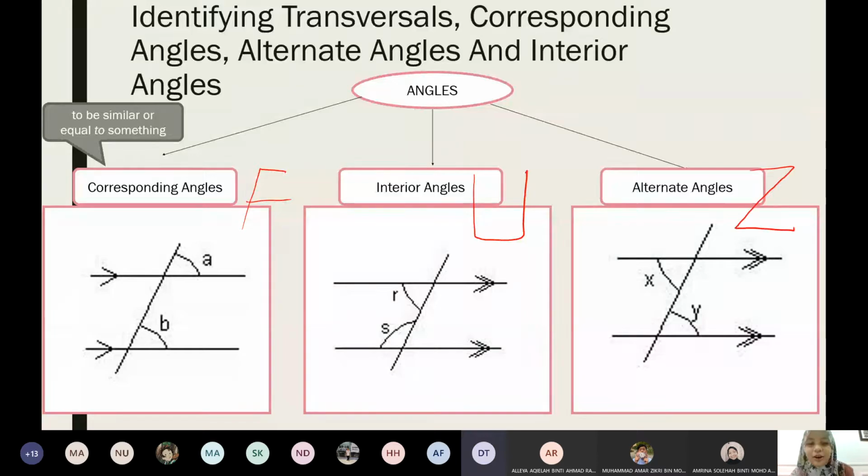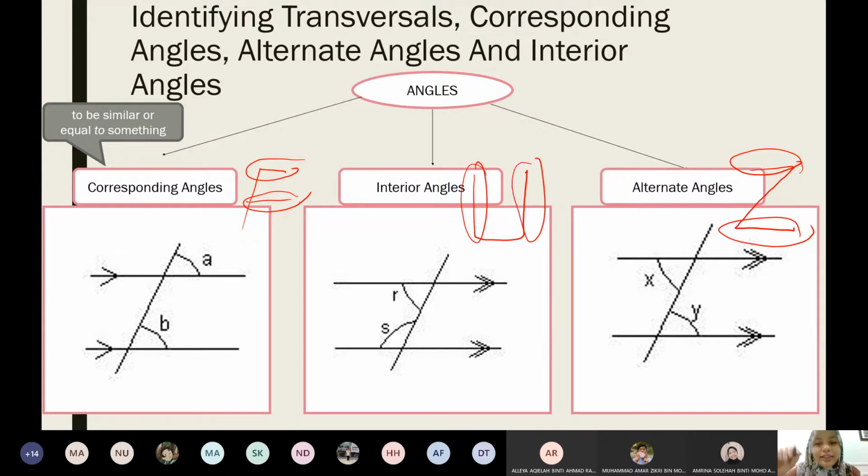Okay. So ingat F tu kalau kita tengok garis atas dengan garis bawah ni dia mesti selari. Sama juga dengan Z, atas dengan bawah ni mesti selari ataupun in English we call it as parallel. It has to be parallel. And U yang berkotak ni, this line and this line must be parallel. So make sure when you want to use these angles, they are parallel lines.